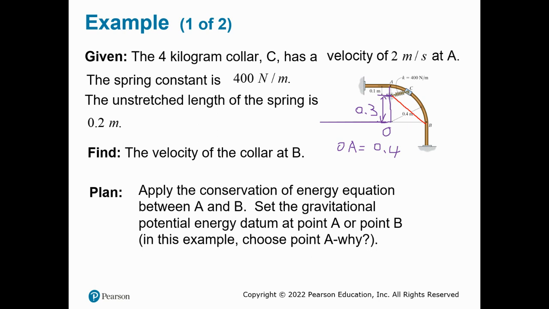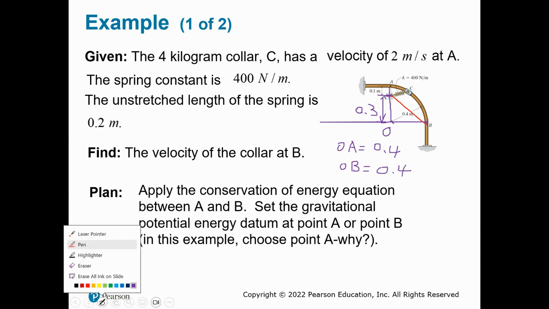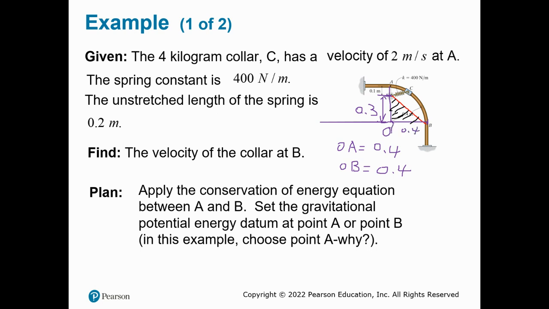That means OB, from here to here, is 0.4 as well. OB is 0.4, OA is 0.4. Now in this triangle, it's a 3-4-5 triangle. This triangle that I'm highlighting, one side is 0.3, the other side, OB, is 0.4, coming from here to here. That means the red part, the hypotenuse, should be 0.5 out of this black triangle I am shading.